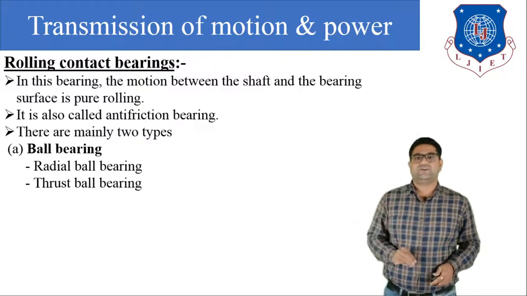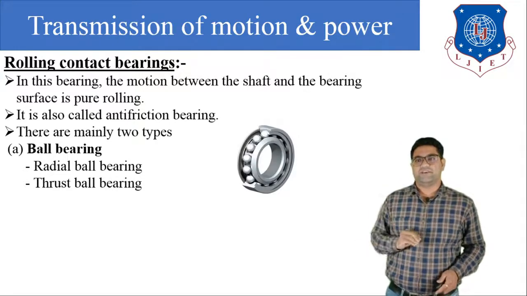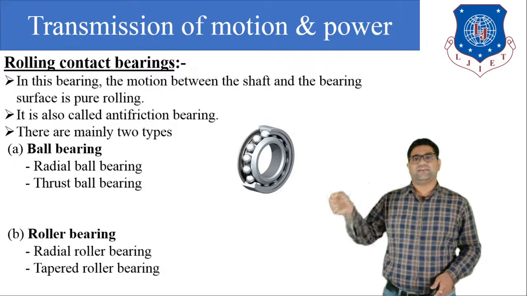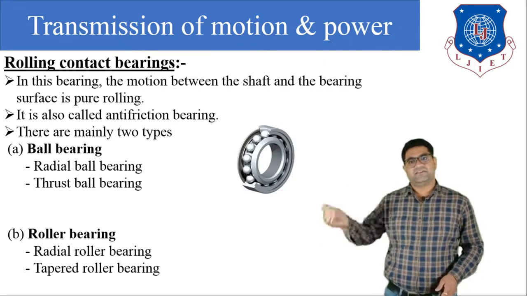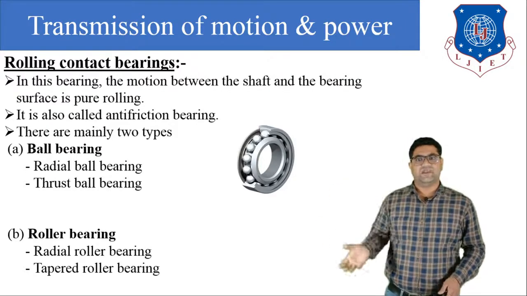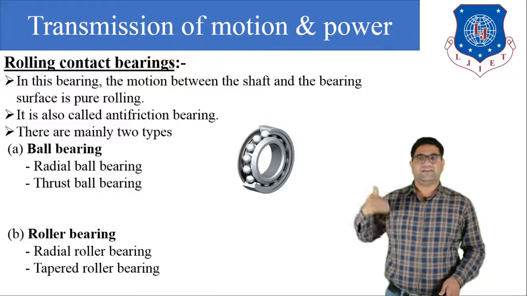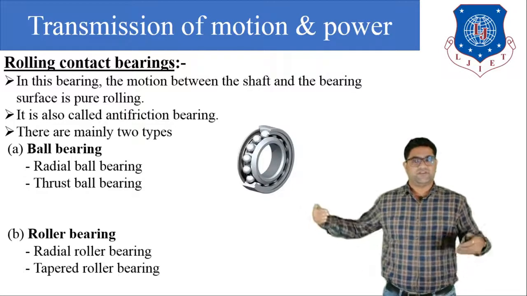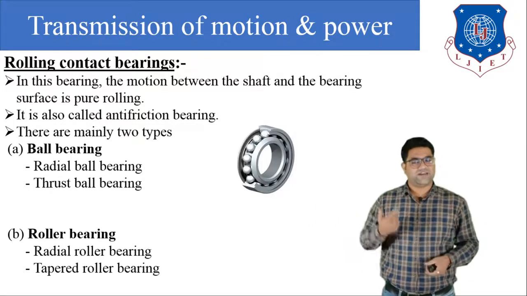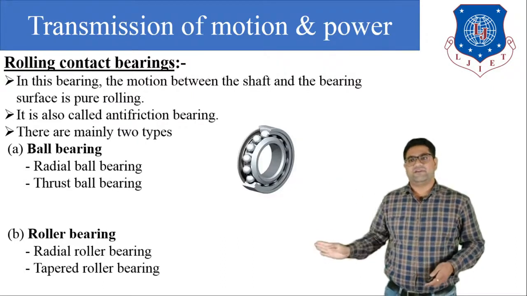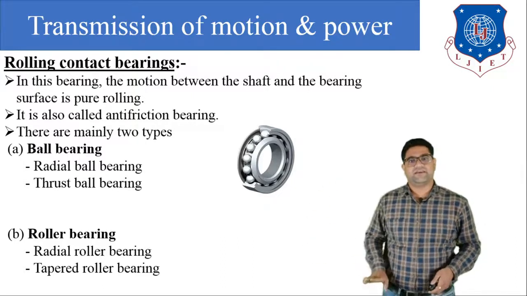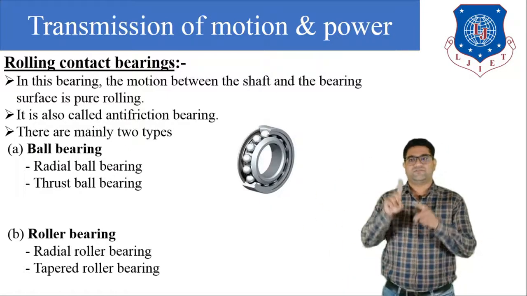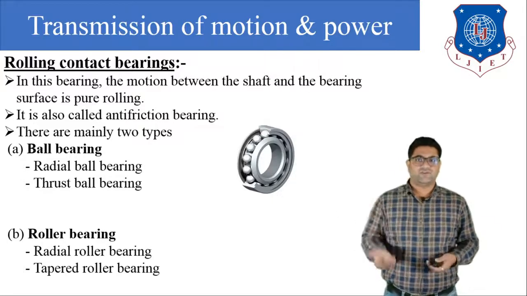Now there are two types of rolling contact bearing. First is the ball bearing, and in the ball bearing there are two types: the radial ball bearing and the thrust ball bearing. Radial and thrust are categorized according to what we have already discussed: in the radial ball bearing the force is perpendicular to the axis, and in the thrust ball bearing the force is along the axis of the shaft. Second is the roller bearing. In the roller bearing we can categorize it into the radial roller bearing and the tapered roller bearing. So these are the classifications of the rolling contact bearing.